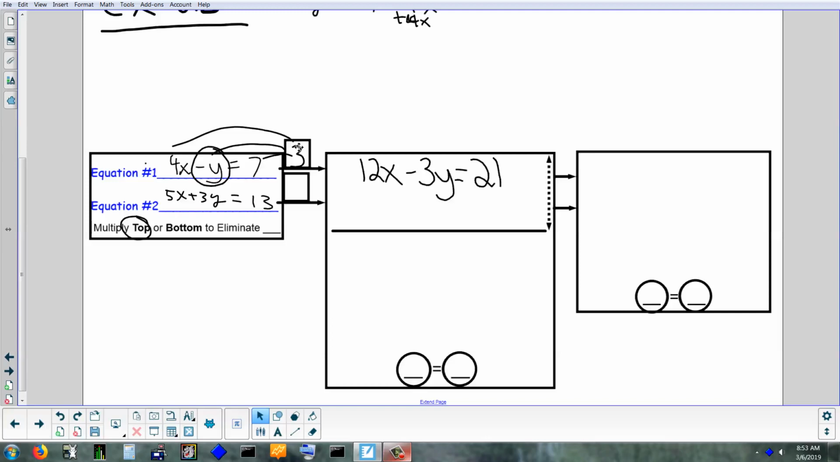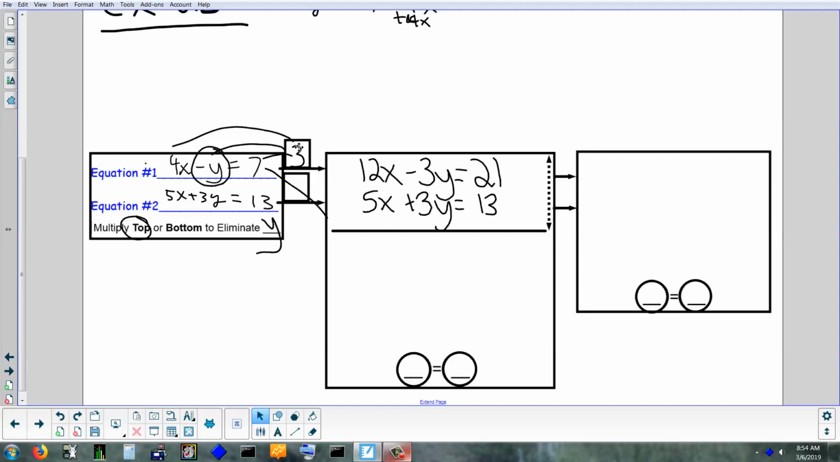So I did the opposite this time. The last one, I brought this equation over first, I didn't multiply by anything. This one, I'm bringing over last. Doesn't matter how you do it. Not multiplying by anything, I'm just going to bring it over. 5x plus 3y equals 13. Someone remind me, what variable are we eliminating? Ellie? Y. Very good. I'm just going to put that here.